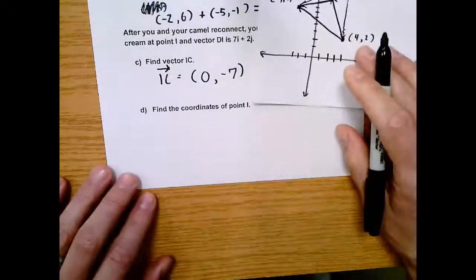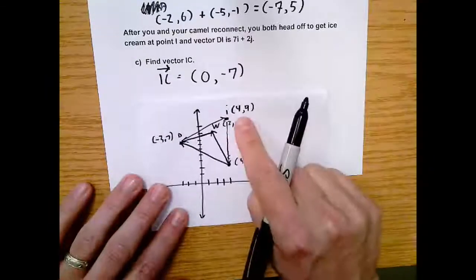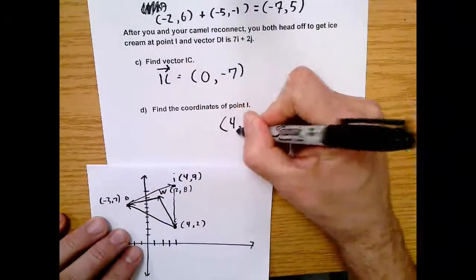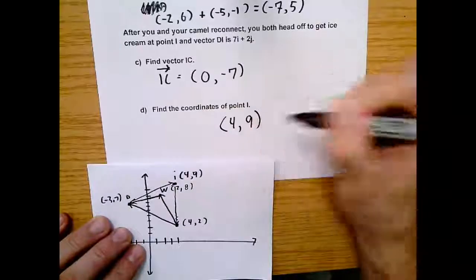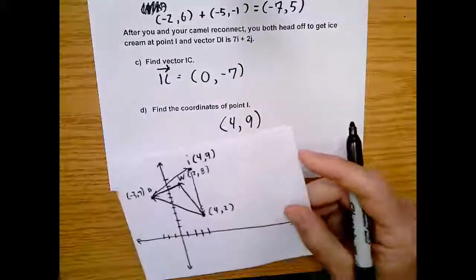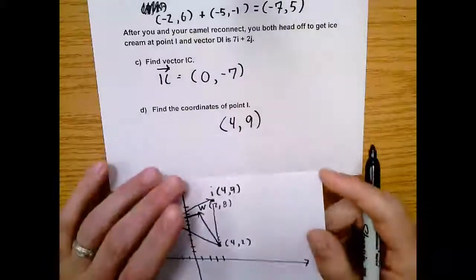And then this last question says, well, what are the coordinates of point I? Well, we actually did that. The coordinates of I are just over 4, up 9: 4, 9. And boom, we did it. Quite the story and quite the adventure. I hope that was not too confusing.